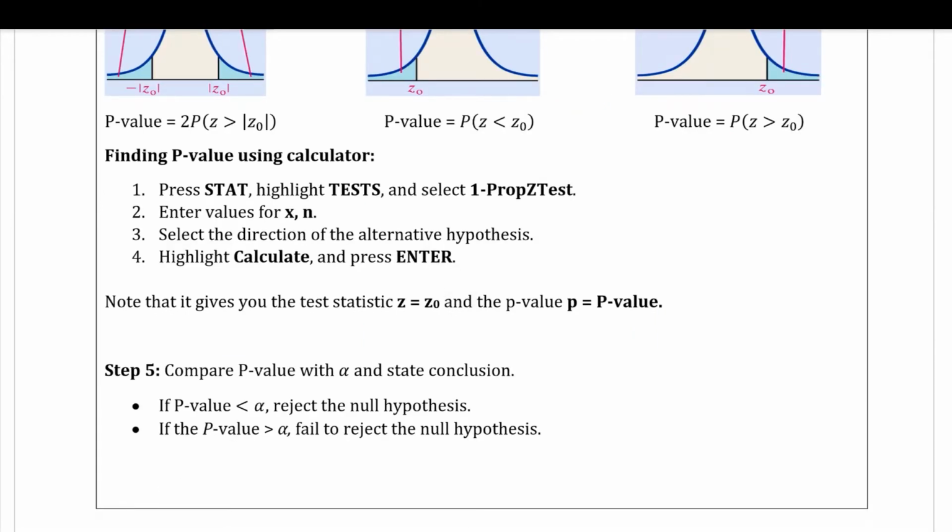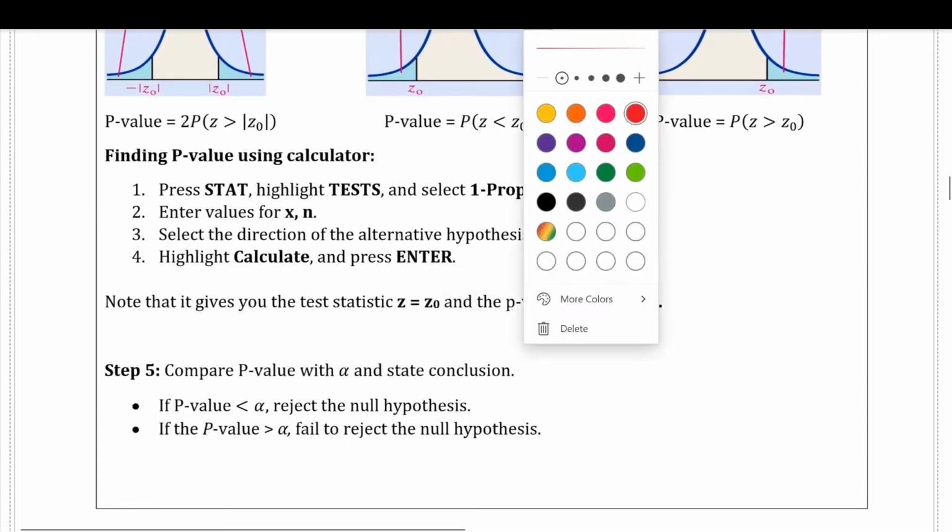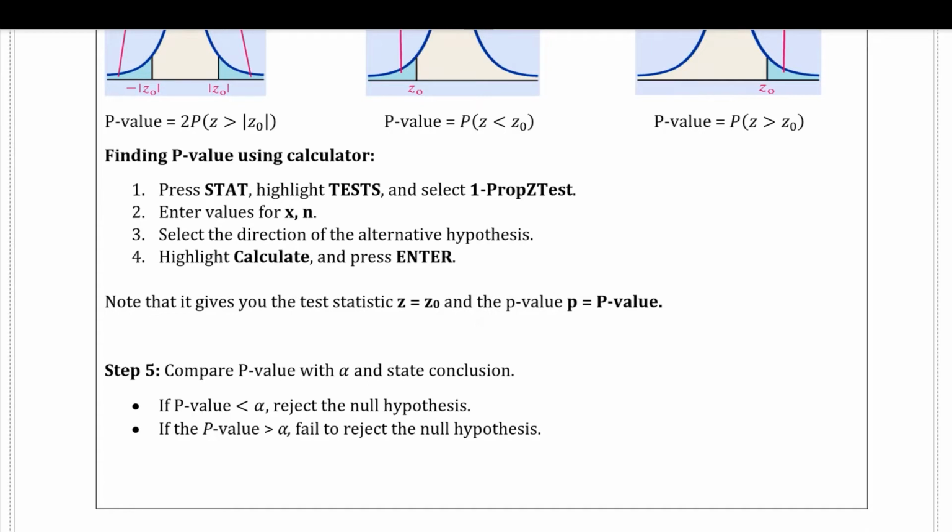And step 5, we're going to have to make a decision whether to reject the null hypothesis or fail to reject the null hypothesis. And that's done by comparing the p-value that we calculate to our significance level. If the p-value is less than alpha, then we reject the null hypothesis. If the p-value is greater than alpha, then we fail to reject.